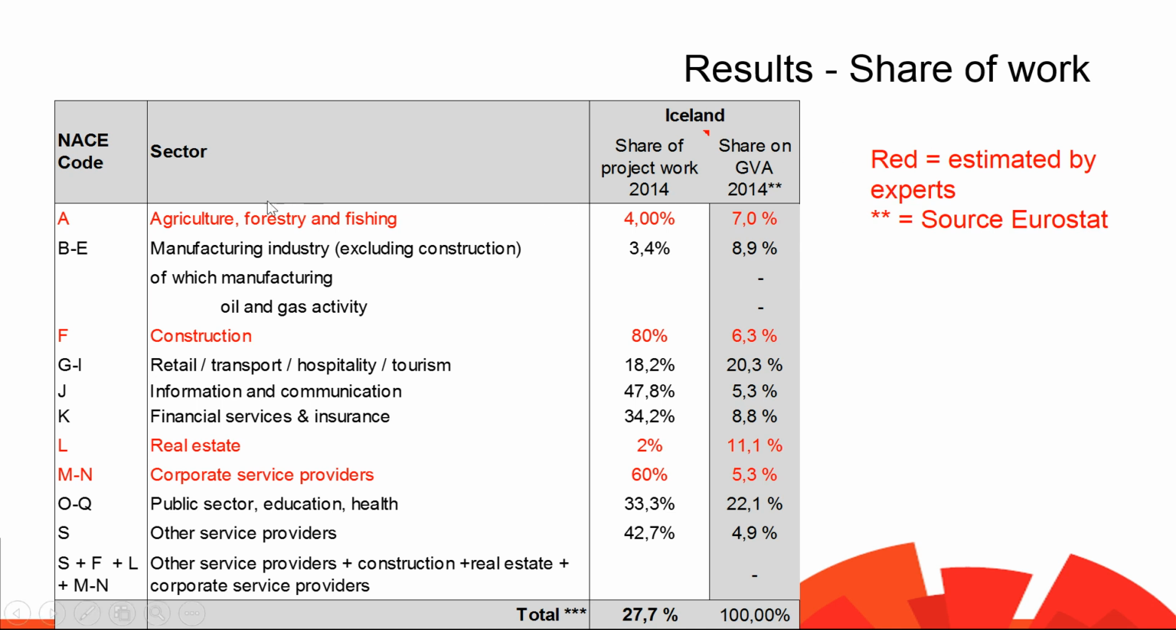So actually, we don't have the exact number, the share of project work within the red marked industries. So the project or the assignment is to figure out what is the real share of project work within those four industries: the agriculture, forestry and fishing, construction, then real estate and corporate service providers.